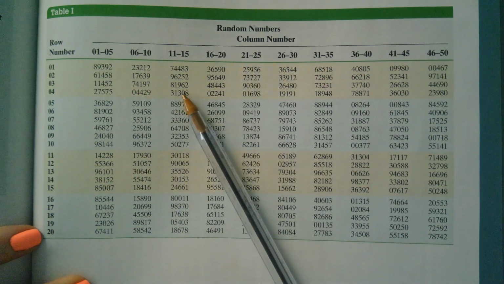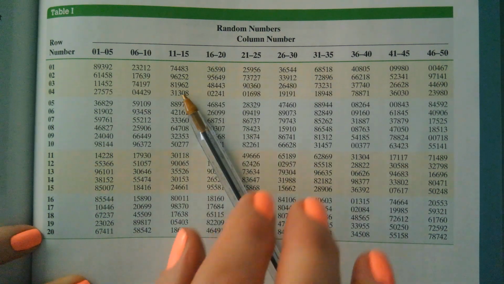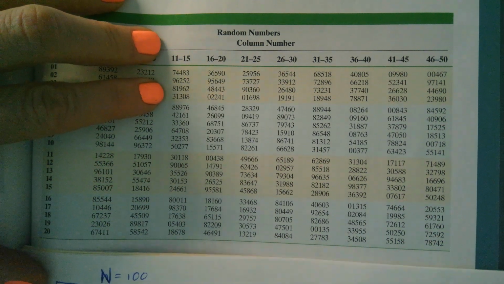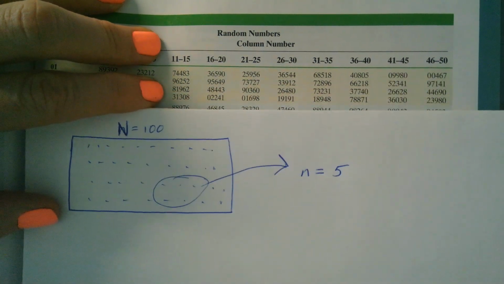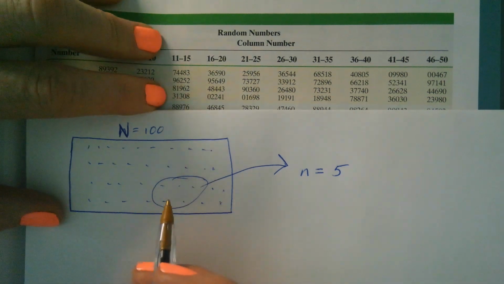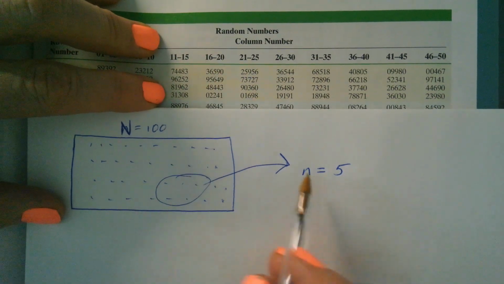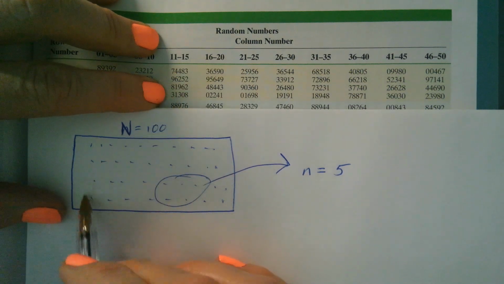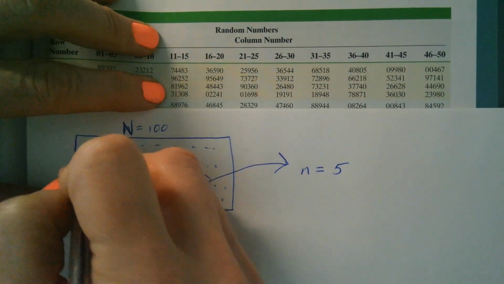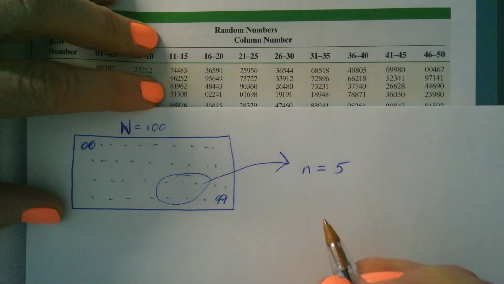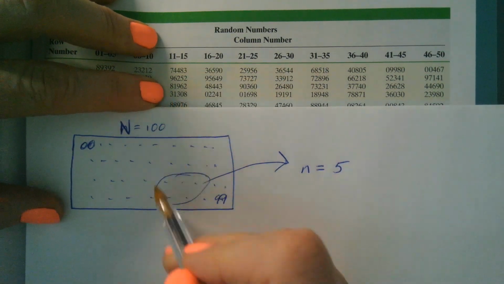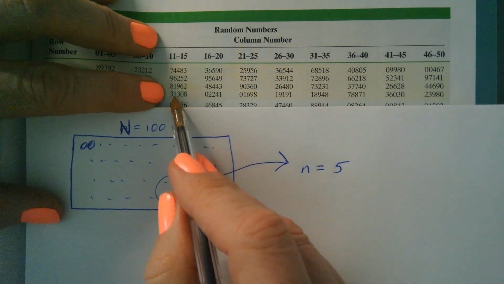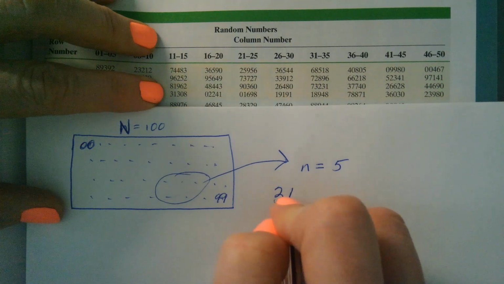So I'm going to start with the number 31308. If I start right here, I'm going to list all of the people that fall under that number. The first person selected for my sample will be number 31, and I have to use 2 digits because everybody in here is numbered from 0 all the way through 99. That's why I use 2 digits for every single person in my population. So the first person selected will be number 31.